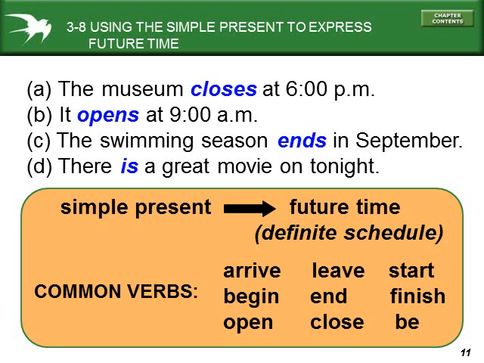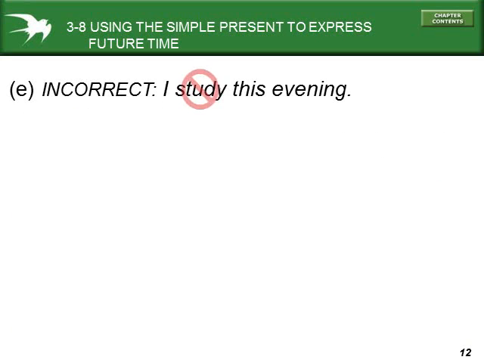So these are some of the common verbs that are used to indicate schedule: arrive, leave, start, begin, end, finish, open, close, and be. These are the common ones. There are other ones that are also related to scheduling, but these are the common ones that will be used for a future meaning using the simple present tense. So not all verbs can do it.